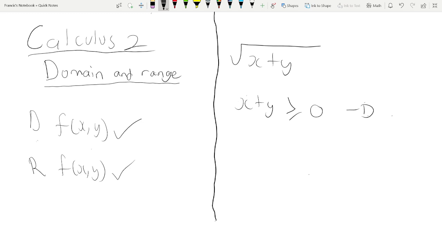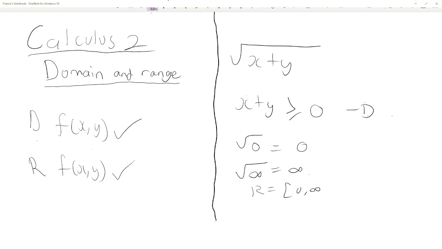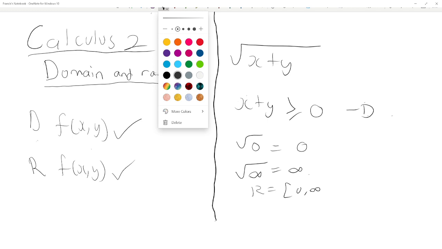And when we are looking for the range, realize that we are saying x plus y should be greater than or equal to 0, so it means we can start from 0, right? If I have the square root of 0, the answer I'm going to get is 0. And there's no upper bound to it, so the maximum value we can reach is positive infinity. If I have the square root of positive infinity, I'm also going to get positive infinity. So my range is going to be from 0 to positive infinity. Sorry, it's supposed to be this bracket, because you can never actually reach positive infinity.